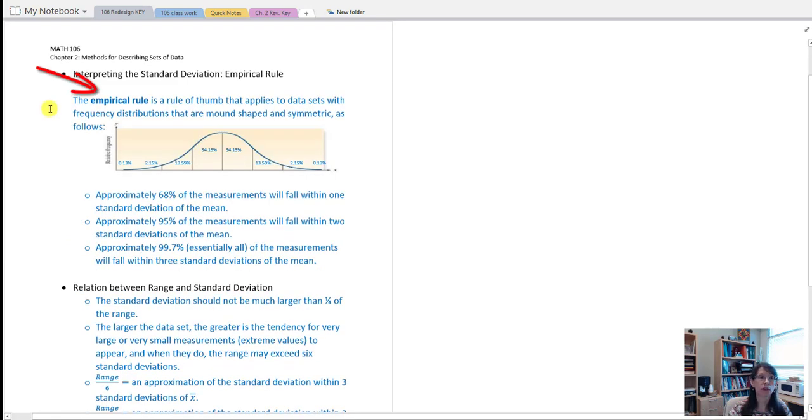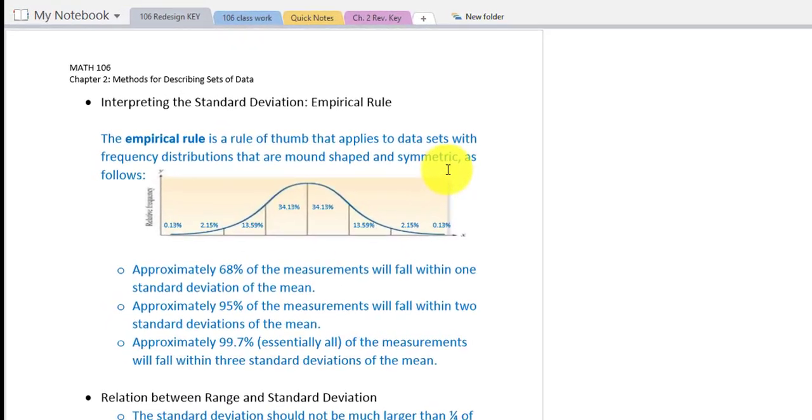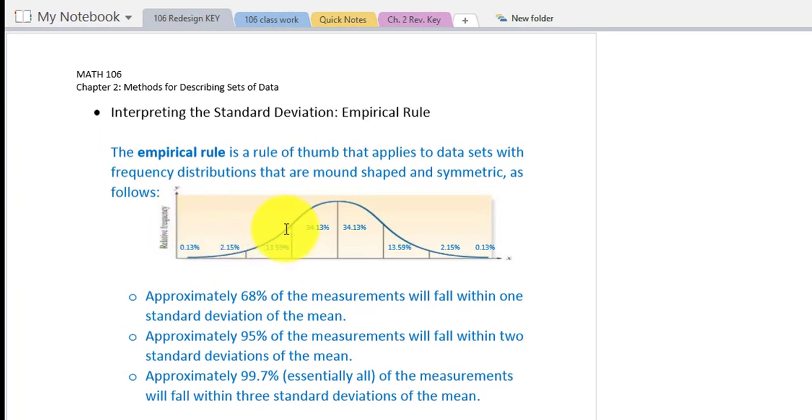Our other rule is the empirical rule. The empirical rule is a rule of thumb that applies to a data set with frequency distributions that are mound-shaped and symmetrical. Here's an example of the mound-shaped symmetrical distribution curve. And I've also included what percent of the data falls within each of the standard deviations from the mean. So you can see that approximately 68% of the measurements fall within 1 standard deviation of the mean.